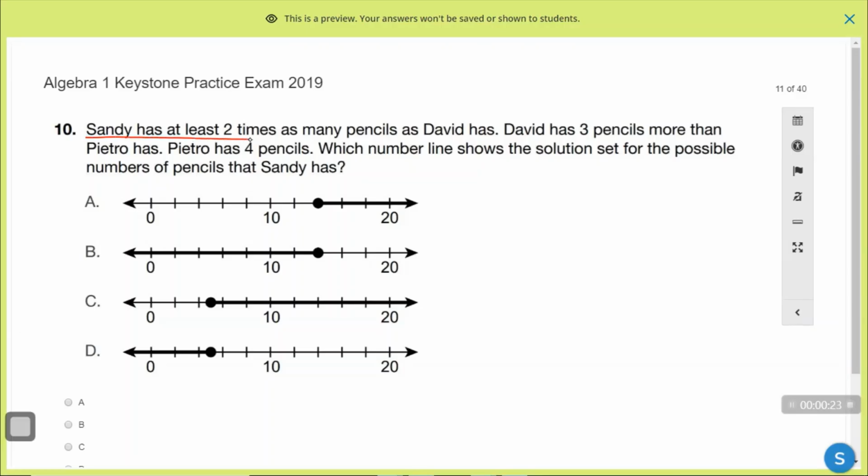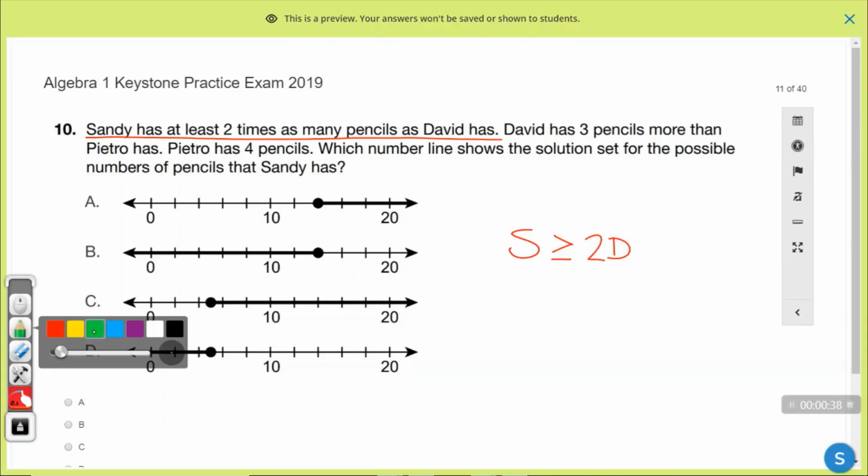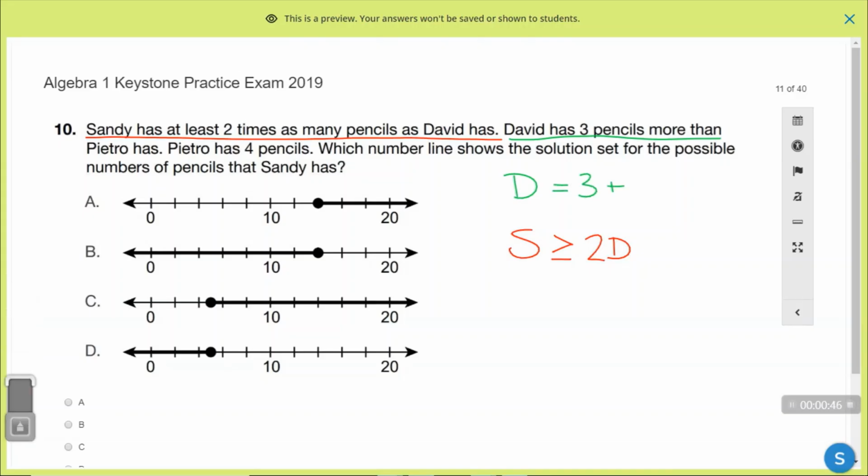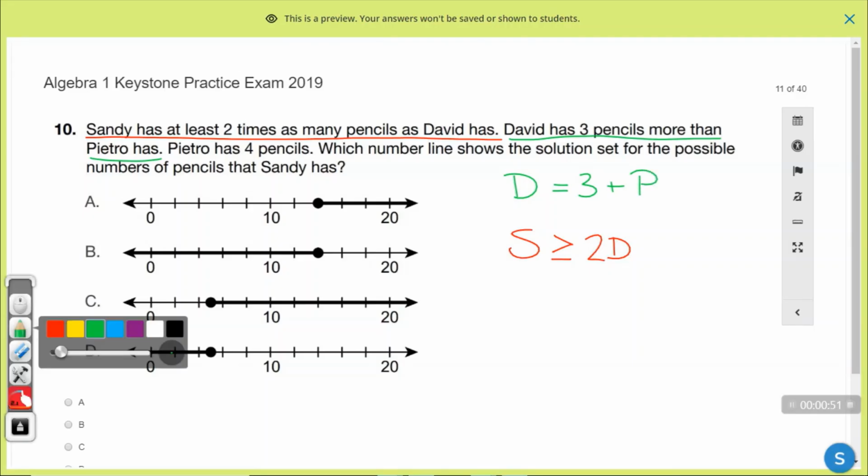I'm going to start off with: Sandy has at least 2 times as many pencils as David has. So that means that Sandy has at least, which means more than or equal to, 2 times David. All right, so that's her amount. I'm going to look at the next one. I'm going to switch my colors here. David has 3 pencils more than, so that's David has 3 more than Pietro. And then our last bit here says that Pietro has 4 pencils. So P equals 4.